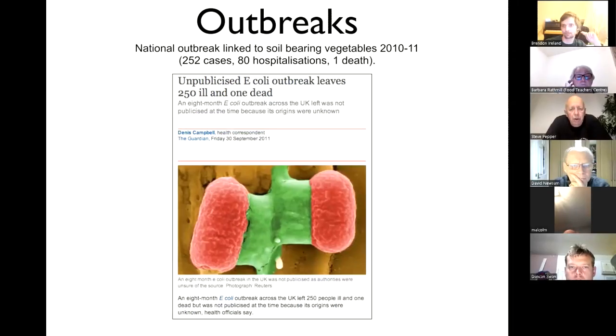There have been other cases, and there was a national outbreak in 2010, 2011, where there were 256 cases in all, 80 hospitalizations and 1 death. At the time, they didn't know where it came from, and it wasn't publicized at the time because the origins weren't known. But basically, they soon found out that it was things like raw potatoes, leeks, etc.